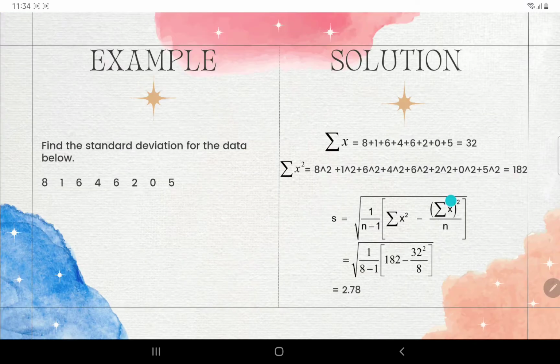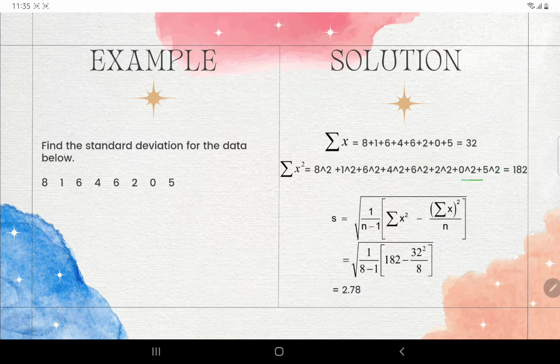So we do it like this. Find the summation of x, so 8 plus 1 plus 6 plus 4 plus 6 plus 2 plus 0 plus 5 equals 32. Then find the summation of x square. X square means all the data here you need to square: 8 square, 1 square, 6 square, we square all of these, and then sum up all of this. You'll get 182.